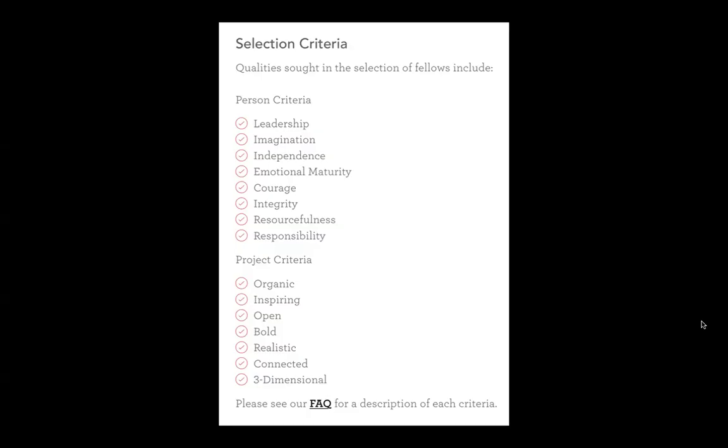It has to be organic. It has to really belong to you. Of course, it has to be inspiring first and foremost for yourself. Open. That's the thing. If you know what you're going to be finding, we won't select you. It has to be bold, or else, why should you go abroad, right? It has to be realistic, connected, and three-dimensional to really open up lots of doors.